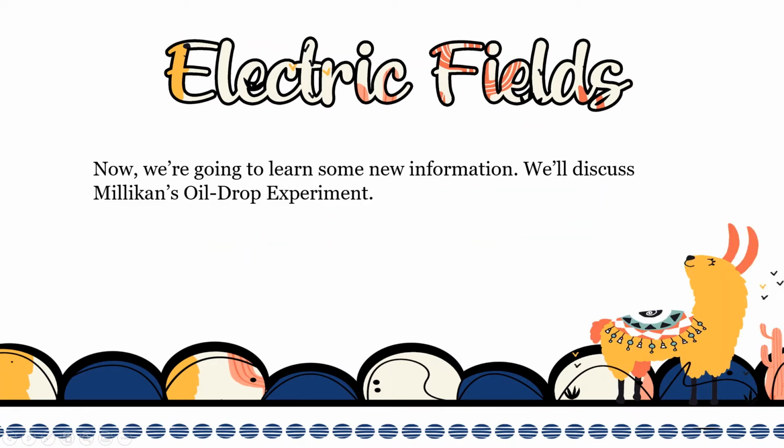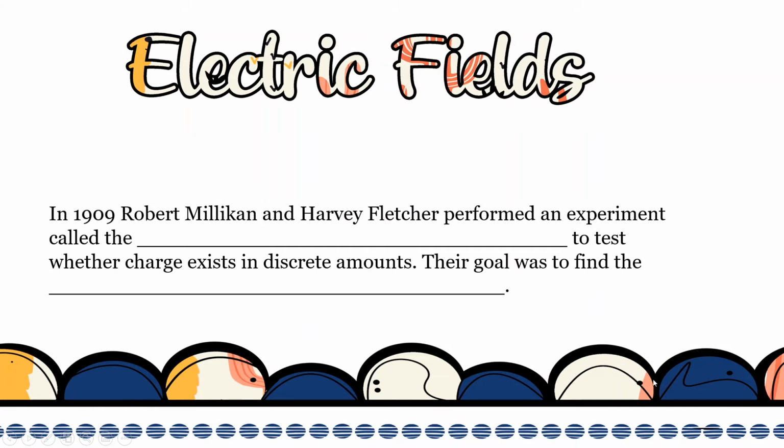So now we're going to learn some new information. Super exciting. So we'll discuss Millikan's oil drop experiment today. In 1909, Robert Millikan and Harvey Fletcher performed an experiment called the oil drop experiment to test whether charge exists in discrete amounts. And I'm not sure that they necessarily were trying to find a discrete amount on purpose, they just happened to do so. Because their goal was to find the charge of an electron, right? And if you can't have half an electron, then you're going to get discrete values.